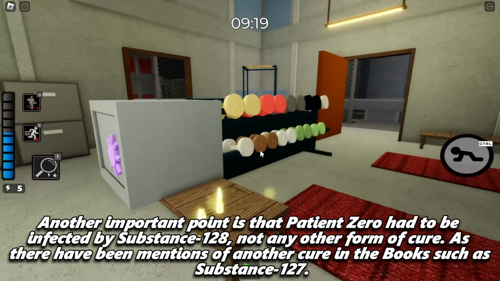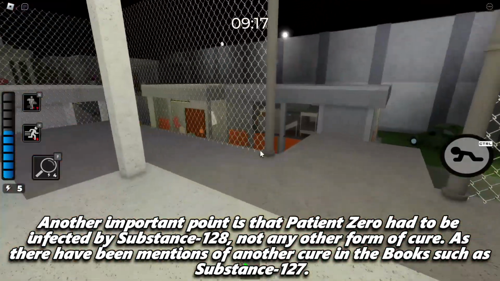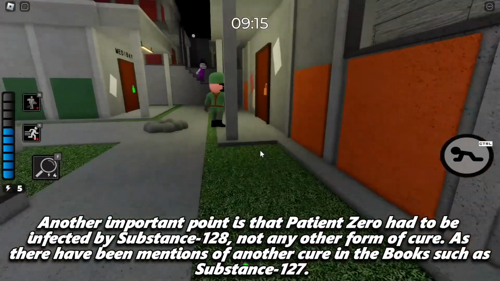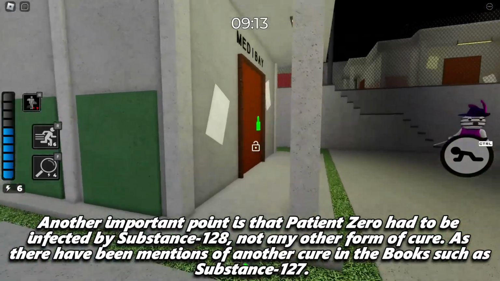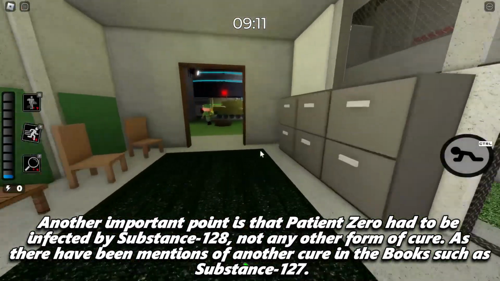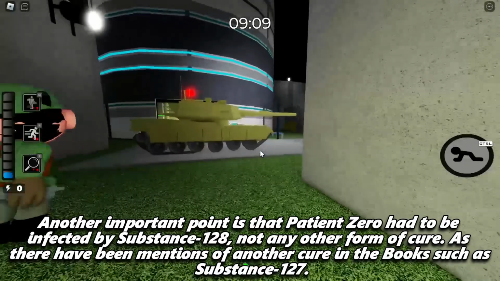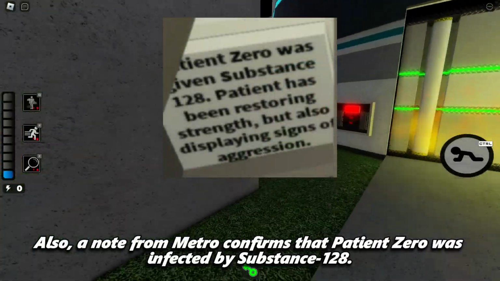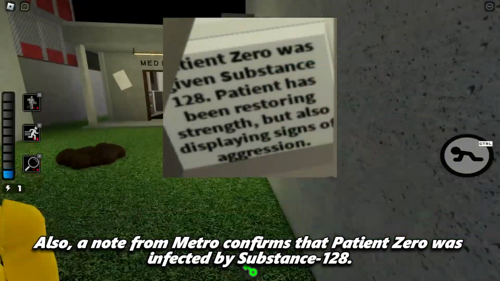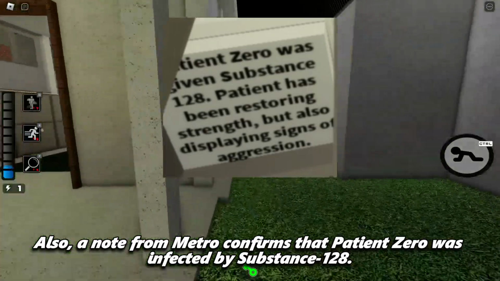Another important point is that patient 0 had to be infected by substance 128, not any other form of cure, as there have been mentions of another cure in the books, such as substance 127. Also, a note from Metro confirms that patient 0 was infected by substance 128.